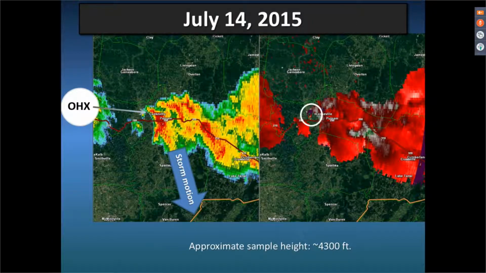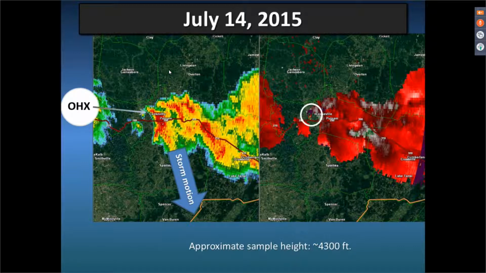I hope that makes sense. And I'm going to show you an example here that hopefully will make that more clear. So let's say we've got the OHX radar here on the left side of the screen, and we've got this storm east of Nashville near Cookeville, Tennessee.